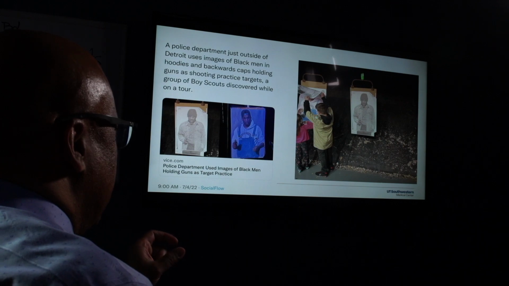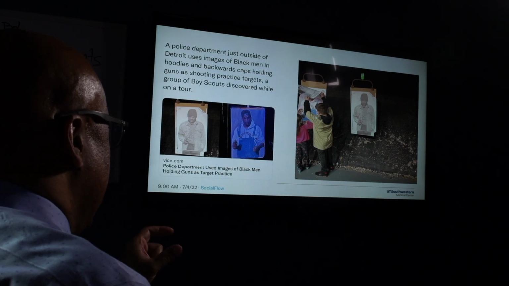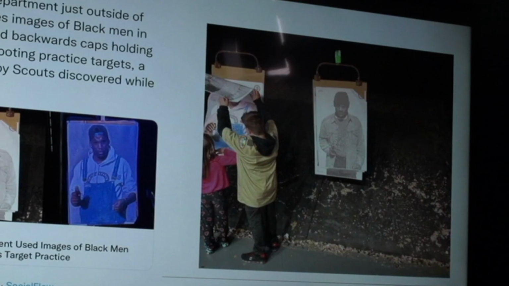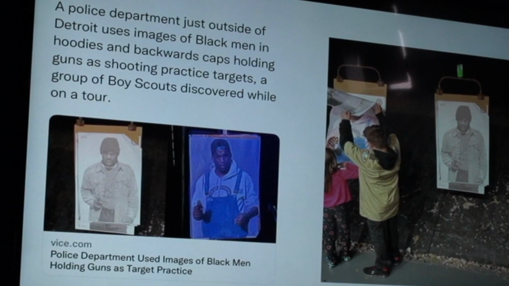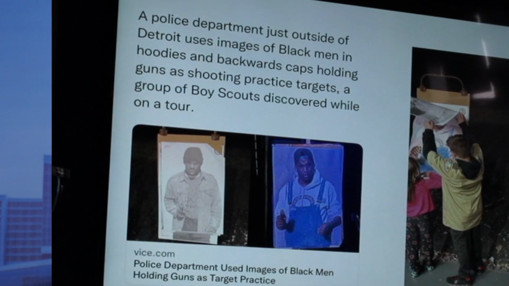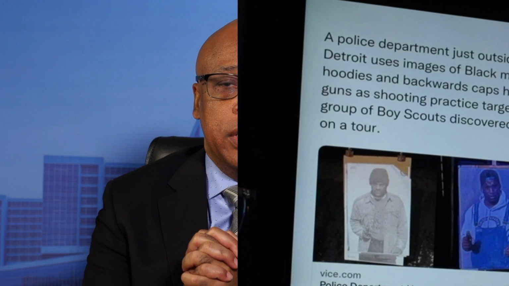A police department in Michigan was giving a tour to Boy Scouts. And what the Boy Scouts discovered, and this blew up on social media a little bit, is that in the shooting gallery, where the police officer trainees were being trained on how to shoot their firearm, the target practice was photographs of young black men.